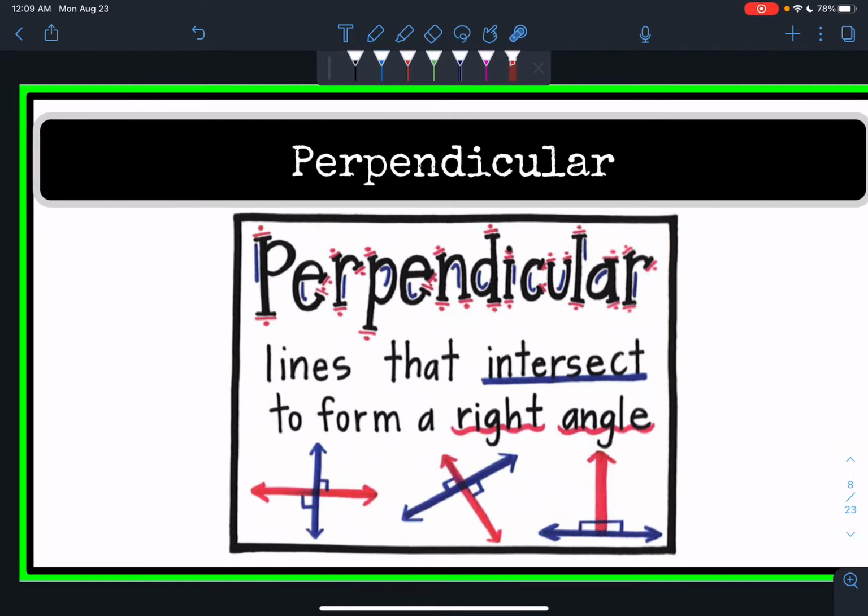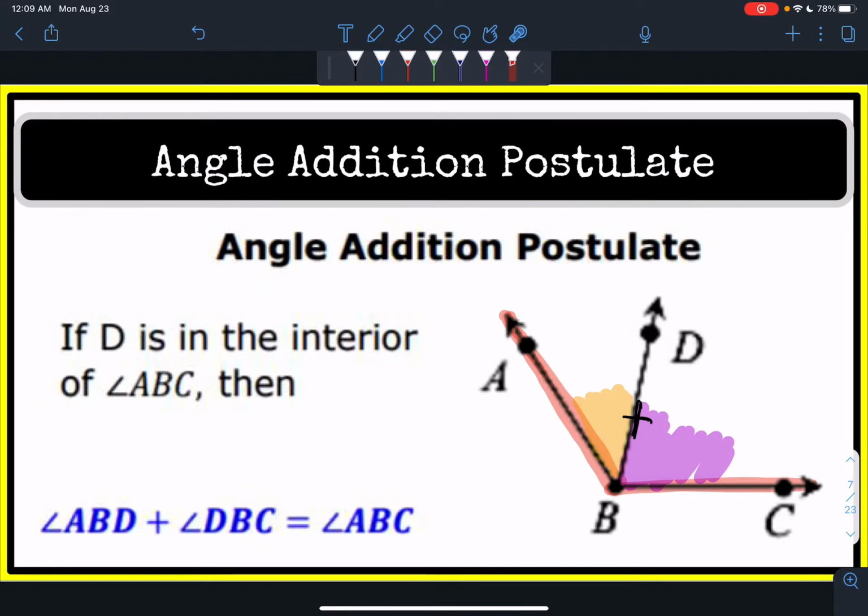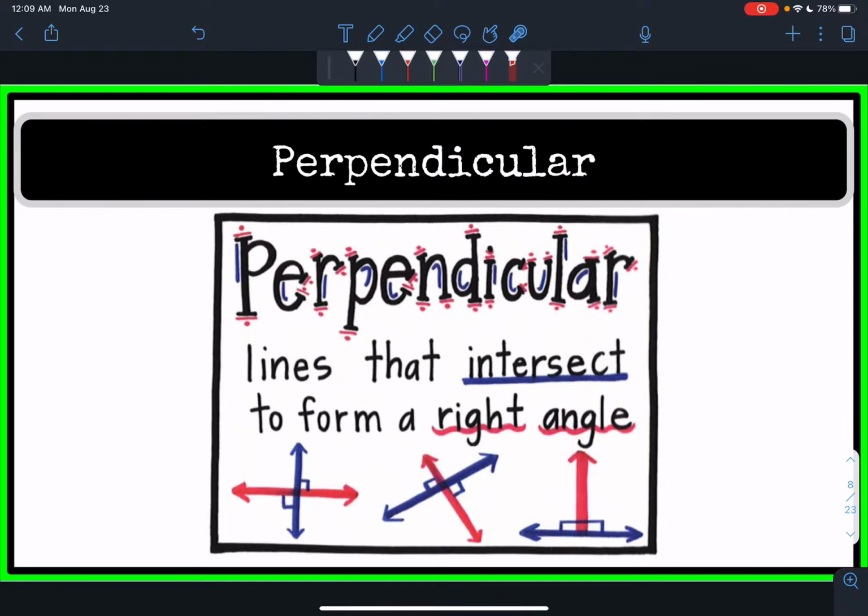Now, before we look at some examples of the angle addition postulate, let's go over 2 other things. Perpendicular lines. Those are lines that intersect to form a right angle. Now, any 2 lines can intersect in various ways, but if they intersect and they create a 90-degree angle, a right angle, as you see right here, those 2 lines are perpendicular to each other. So those 2 things go hand in hand. We create angles that are 90 degrees.